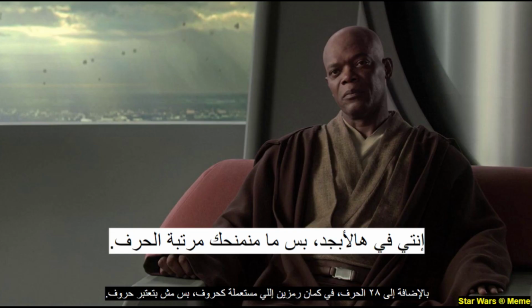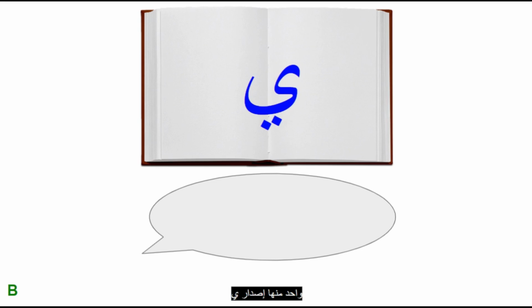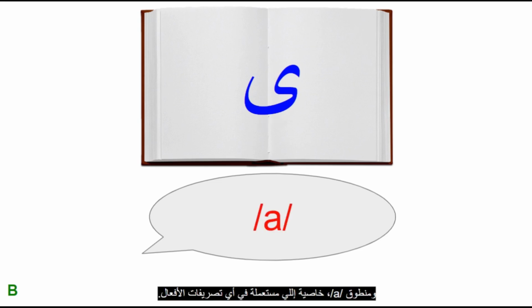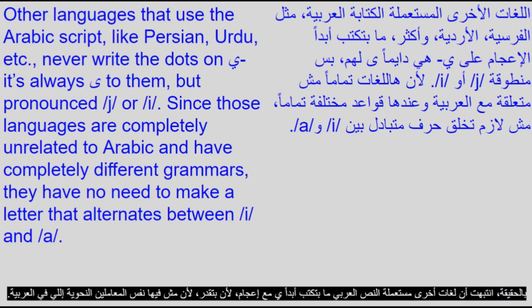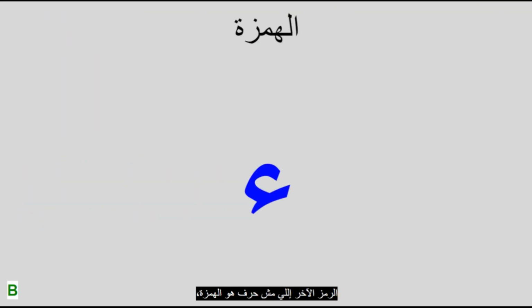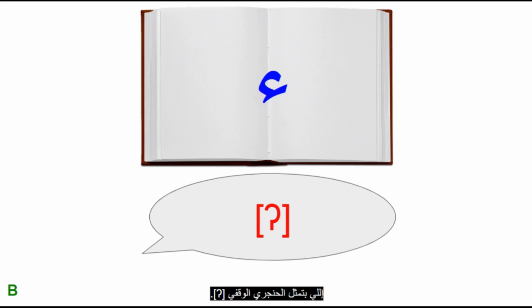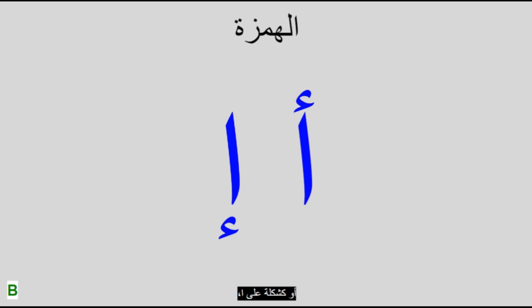In addition to the 28 letters, there are 2 characters that are used like letters but are not considered letters. One of them is a version of ya that doesn't have the dots and is pronounced a, a feature which is used in some verb conjugations. In fact, I've noticed that other languages that use the Arabic script never write ya with dots because they can do that since they don't have the same grammatical parameters that Arabic does. The other non-letter character is the hamza or hemze, which represents the glottal stop. It can appear full size at the end of the word or as a diacritic on alif, waw, or ya.